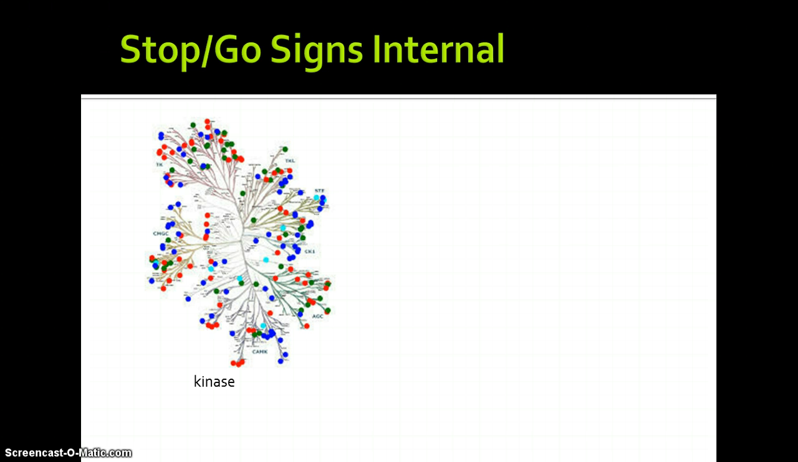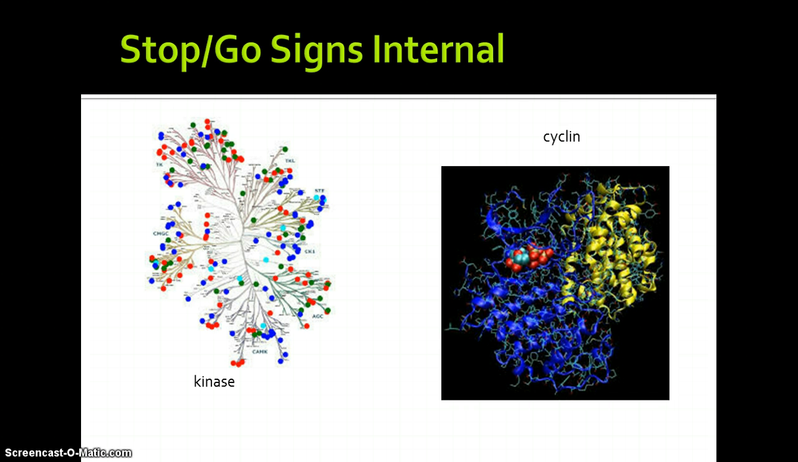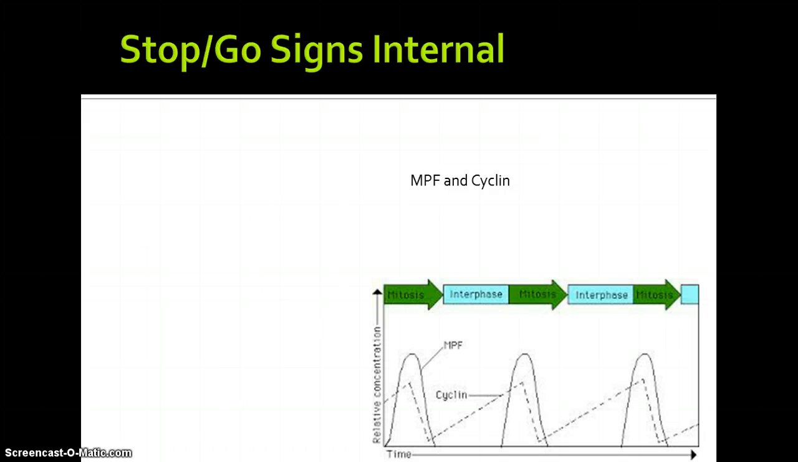The kinases that drive these checkpoints must themselves be activated by the molecule cyclin, which is shown to the right, and is a protein that derives its name from cyclically fluctuating concentration in the cell. And because of this requirement, these kinases are called cyclin dependent.